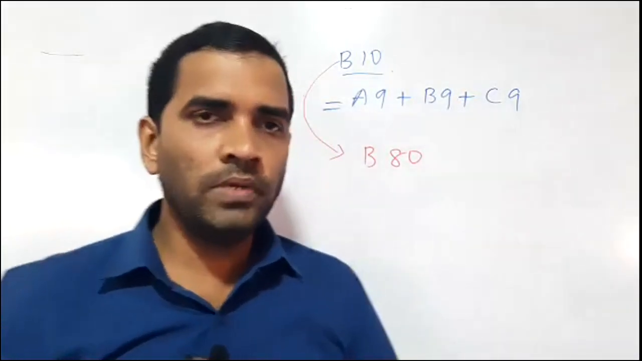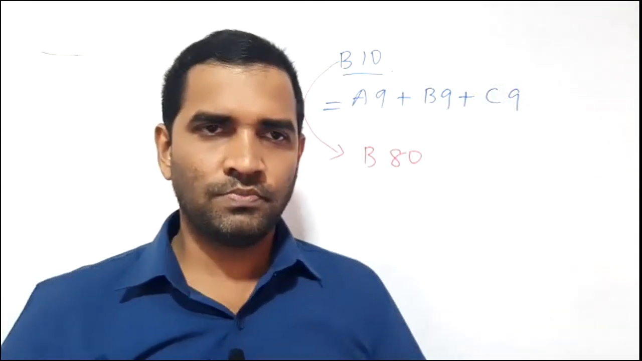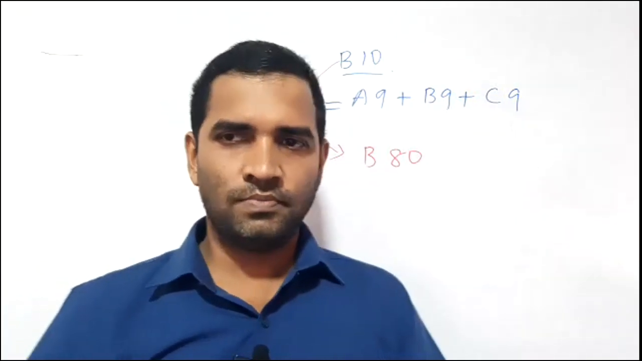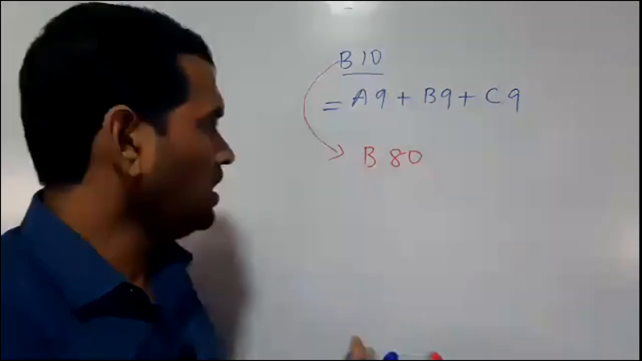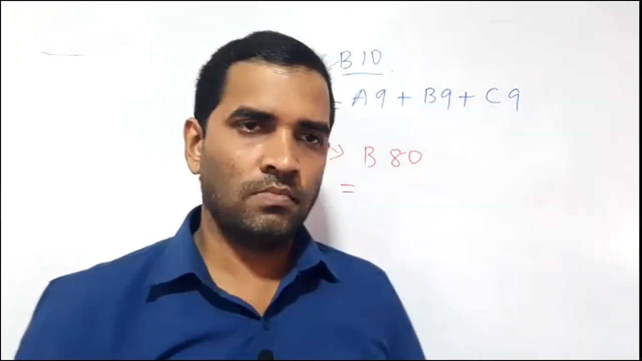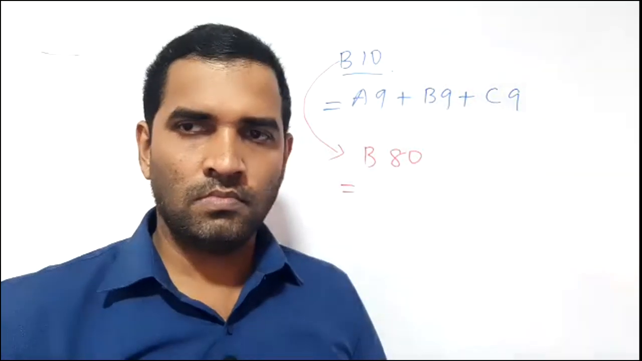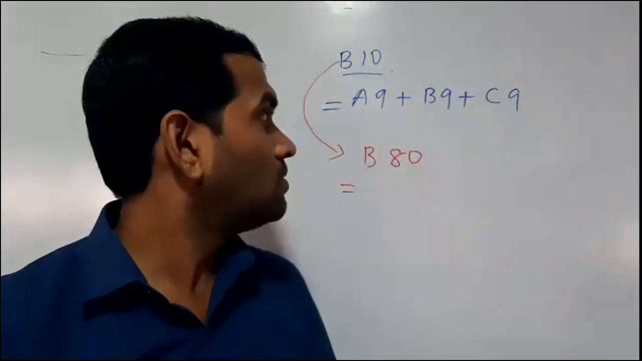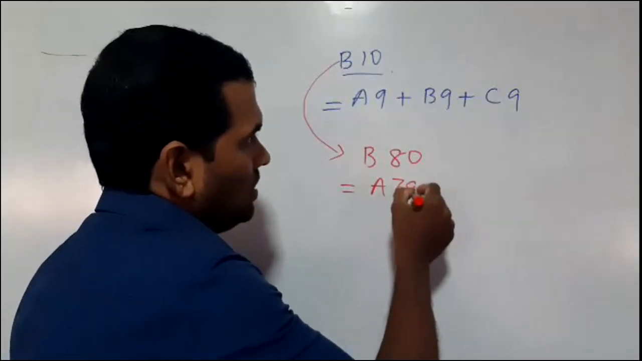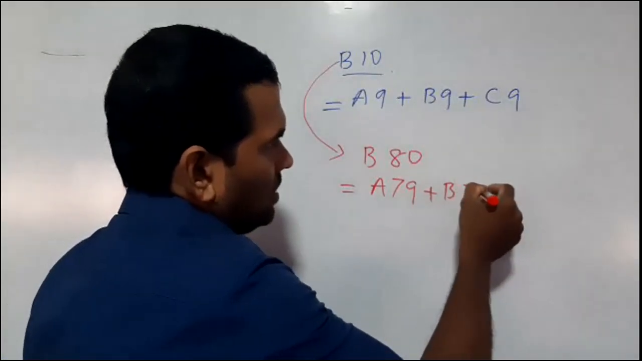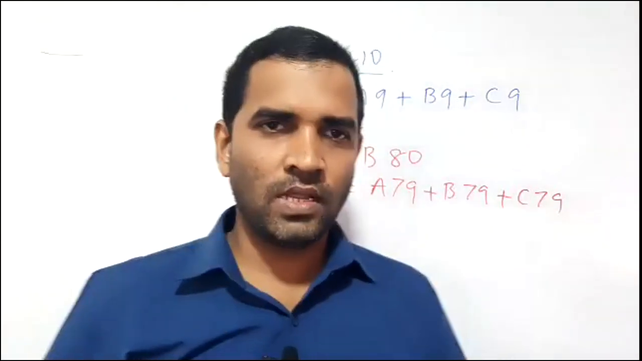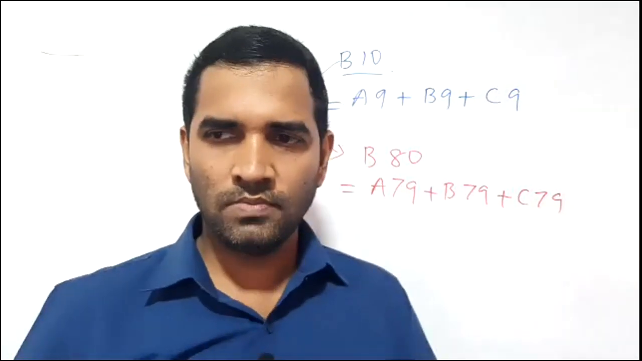So tell me what would be displayed in B80 now? Anybody? What is in B80 now? Equal A79 plus B79 plus C79. What about this idea? Is it correct? What about this answer? Is it right?